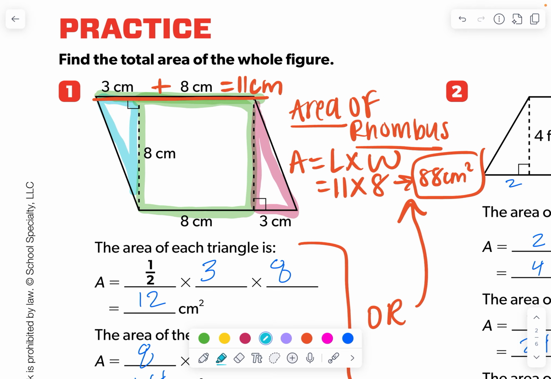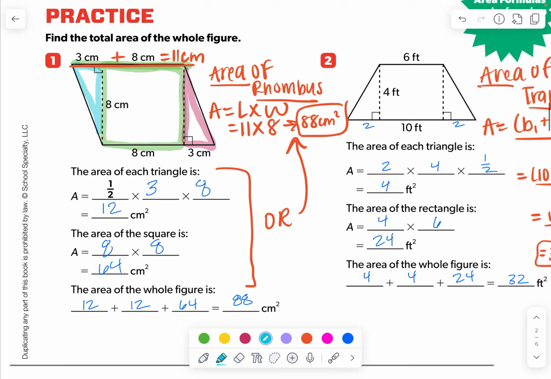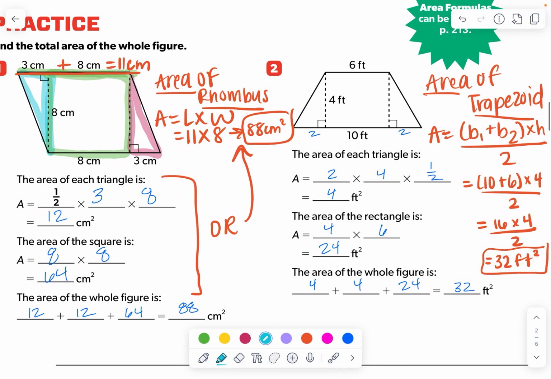And so what we can do is just combine our entire base. 3 plus 8 is 11. And then multiply the 11 times the 8, which is our height, which gives us a total of 88 centimeters squared. And then with trapezoid, we are going to use the formula from yesterday, base 1 plus base 2 times height divided by 2. And so we have our base 1 plus our base 2, which is 16, times our height, 16 times 4, and then divide by 2.